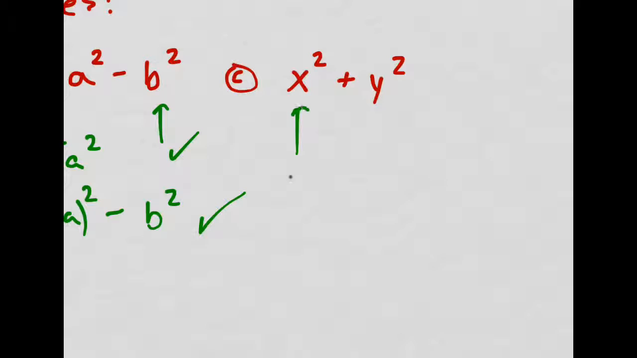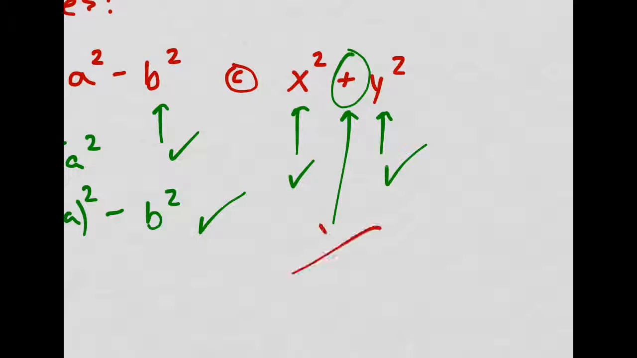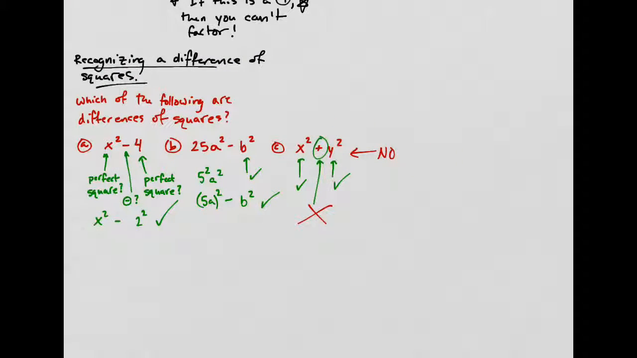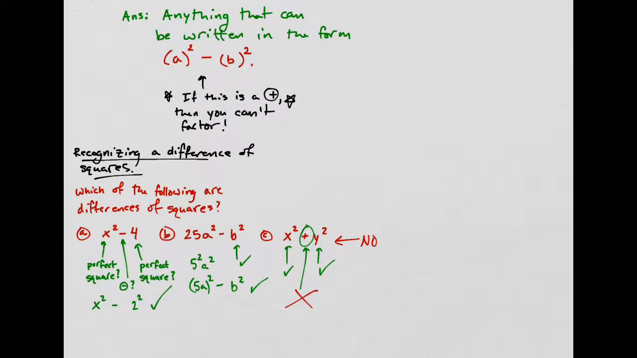This one is a perfect square. This one is a perfect square. However, this is addition. So it doesn't work. So no, that's not a difference of squares. So that's just being able to tell what is and what is not a difference of squares.